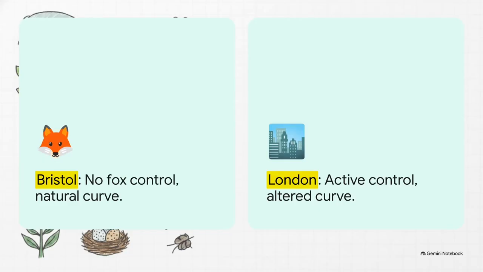And we see this exact same dramatic distortion happening in urban environments too. For instance, in Bristol, where there is zero active fox control, the foxes display a perfectly natural survivorship curve. But over in London, where foxes actively face human population control measures, their survival curve is drastically steepened. They are dying at much higher rates way earlier in their lives, and it's due entirely to external human intervention.